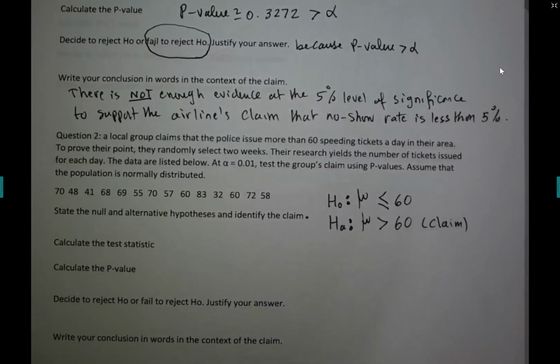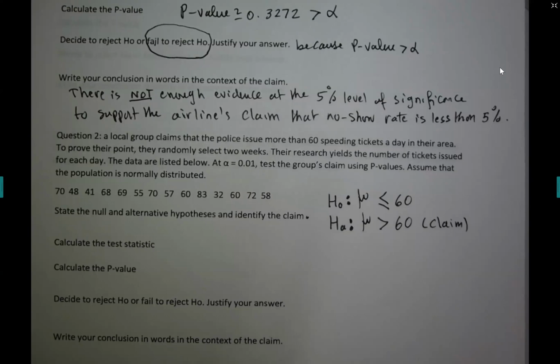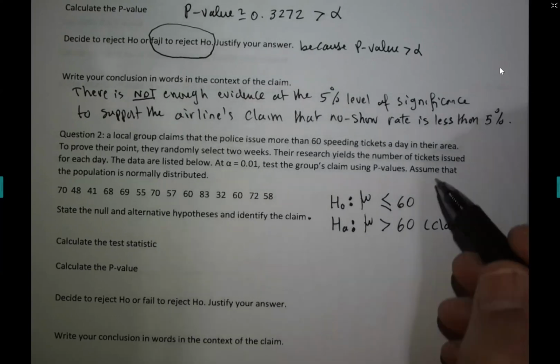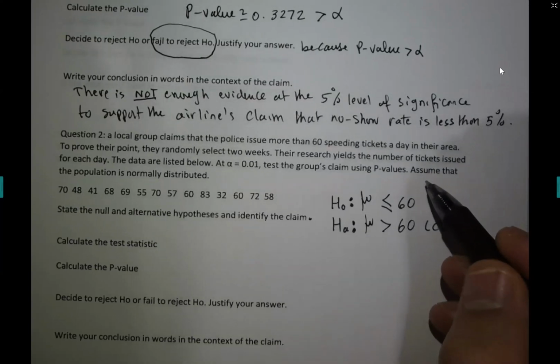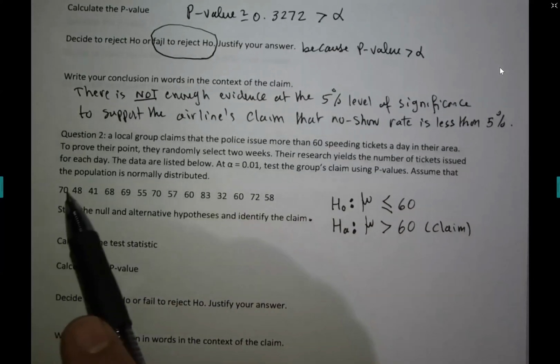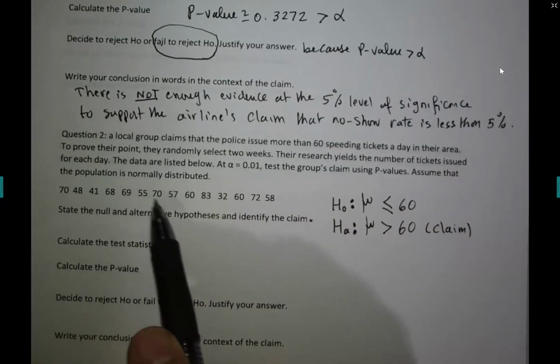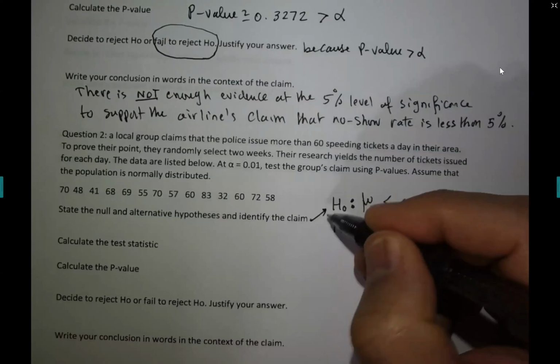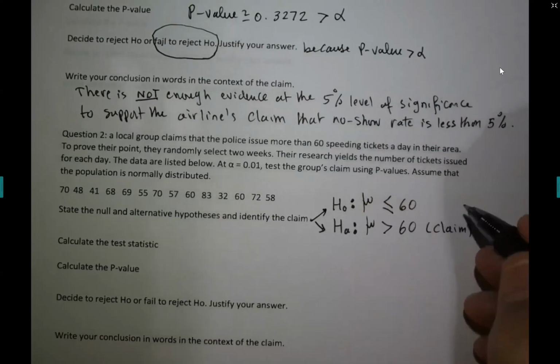To prove their point, they randomly select 2 weeks. Their research yields the number of tickets issued for each day. The data are listed below. Test the group's claim using p-values. Assume that the population is normally distributed. They have to make an assumption that the population is normally distributed because the sample size is small, guys. It's how many? 1, 2, 3, 4, 5, 6, 7, 8, 9, 10, 11, 12, 13, 14. Okay, we stated the null and the alternative. And it's a t-test.